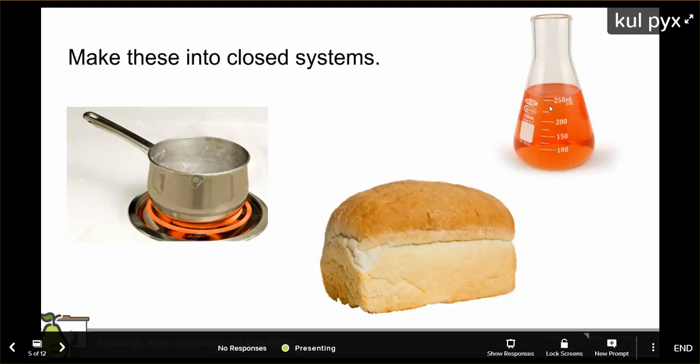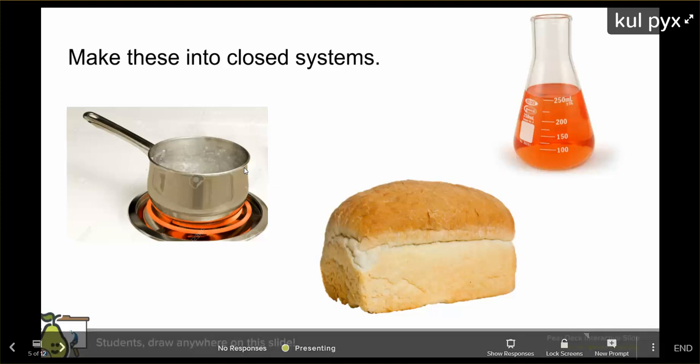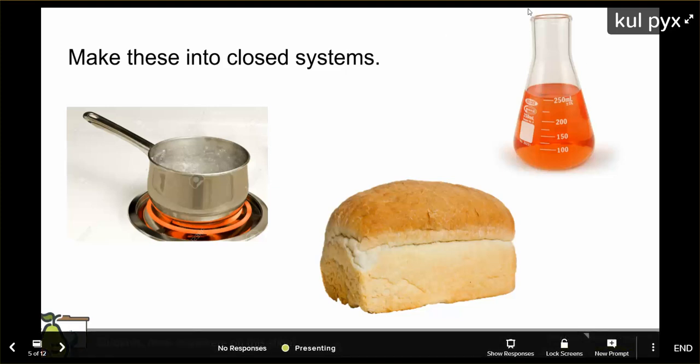But how can you make these into closed systems? Basically, is there any way to contain whatever we're looking at right now so nothing on the outside, nothing new is added to it? Meaning new things can't go in and things can't go out. Like for example, right, this beaker right here, you could technically plug it up, right? Put like a cork on top or like wrap it up with saran wrap, and then it would be a closed system.